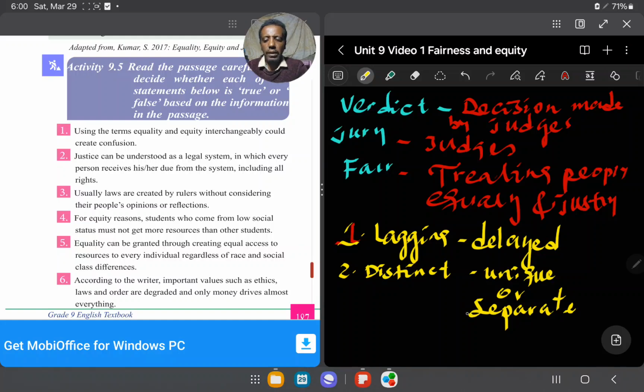In another way, clearly different. That is the meaning of the word. Question number 3, that is vocabulary three: widespread.